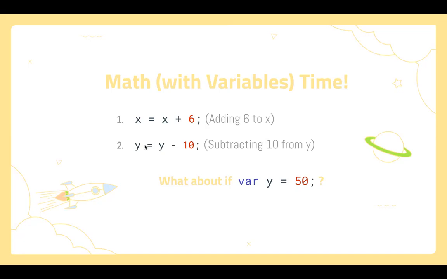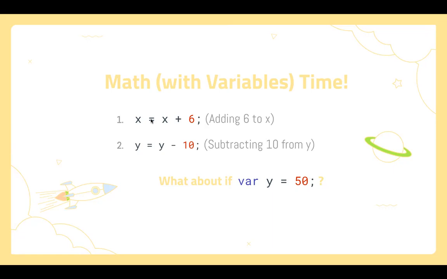And it goes the other way. This, on the other hand, is y equals y minus 10. Actually, sorry, let's use this. What if var y equals 50? So now we say var y equals 50, and then go to this line, y equals y minus 10. So now y is not 50 anymore, it's 40. And we successfully decremented y.